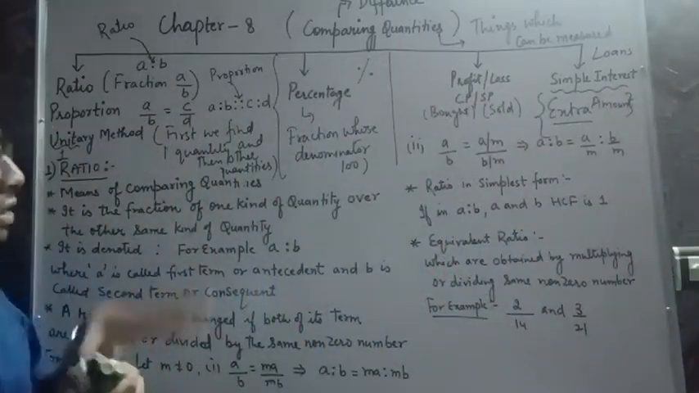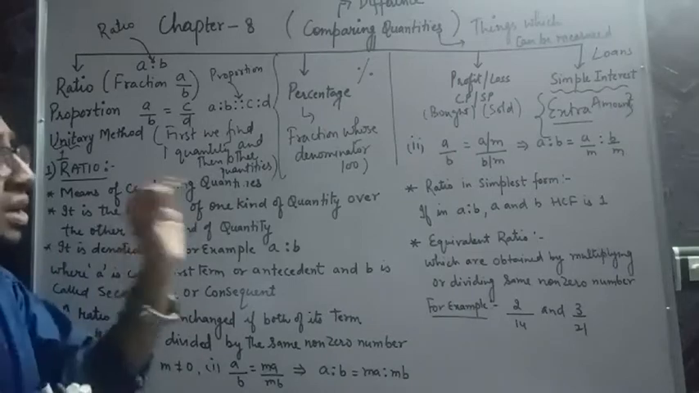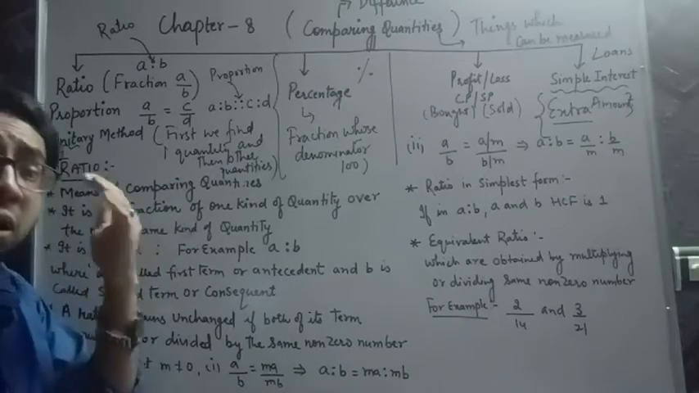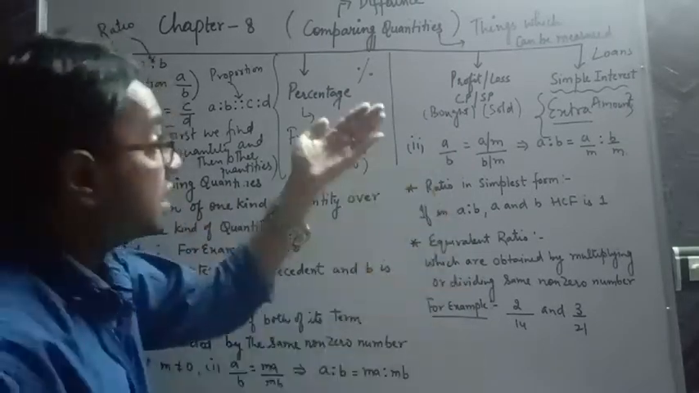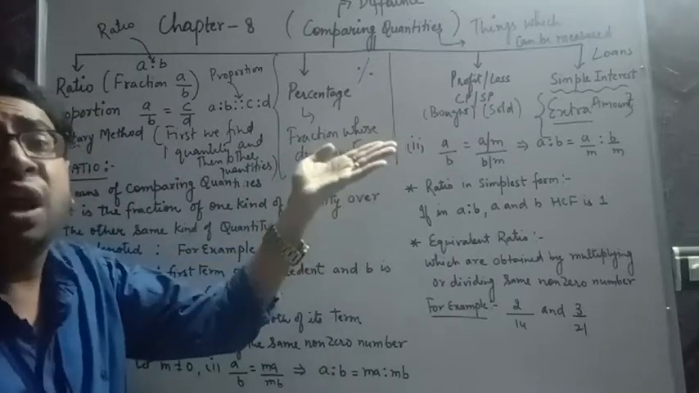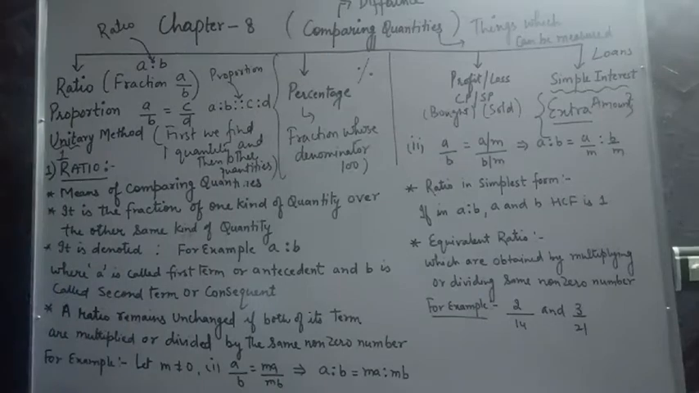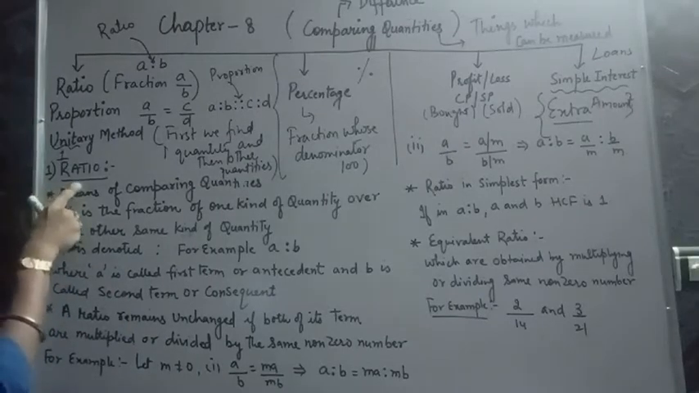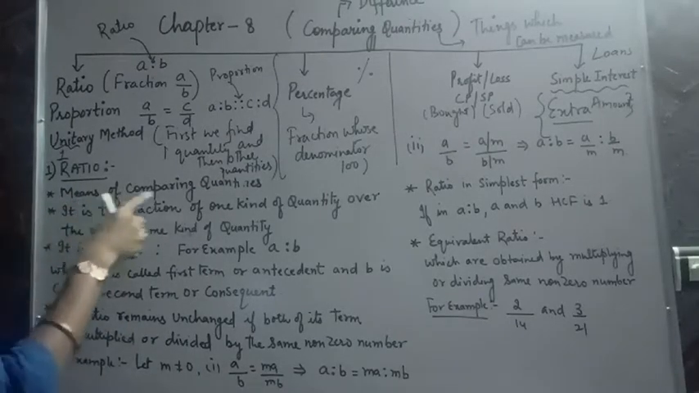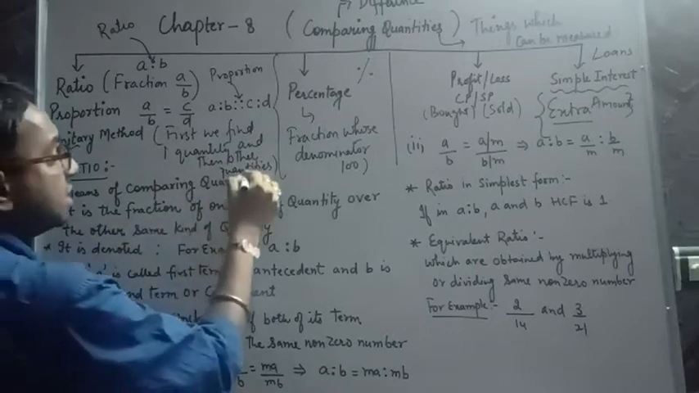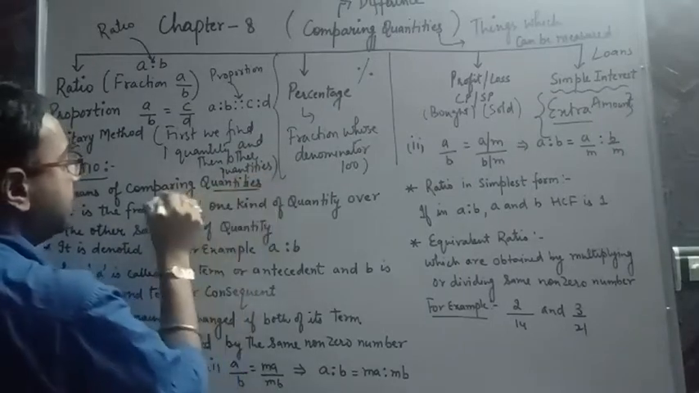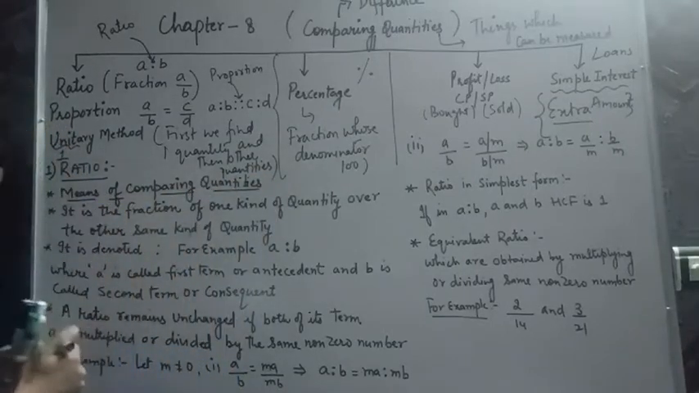Clear with this? I think the brief of the topic is clear to you. We'll do all this in detail in this chapter. I am just giving you the brief of what we have to do, what the concepts are, and why we are talking about comparing quantities. Now let's start with the topic ratio first. It's a method of comparing quantities. Very important.